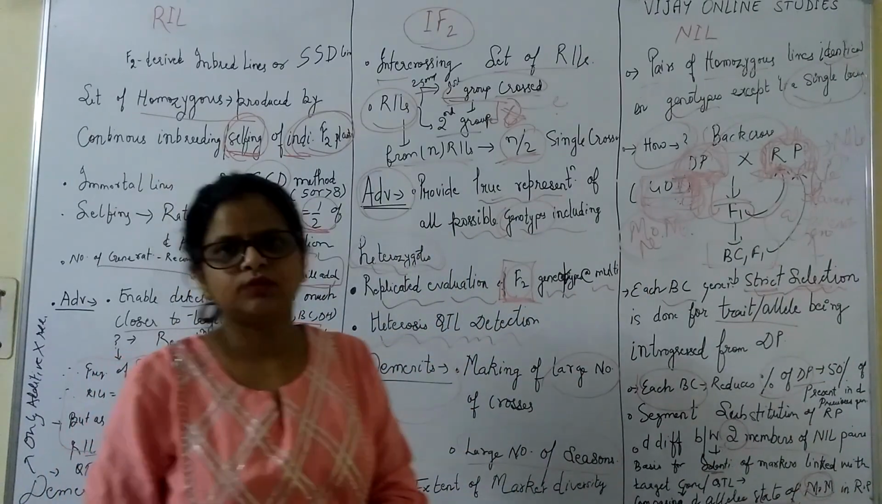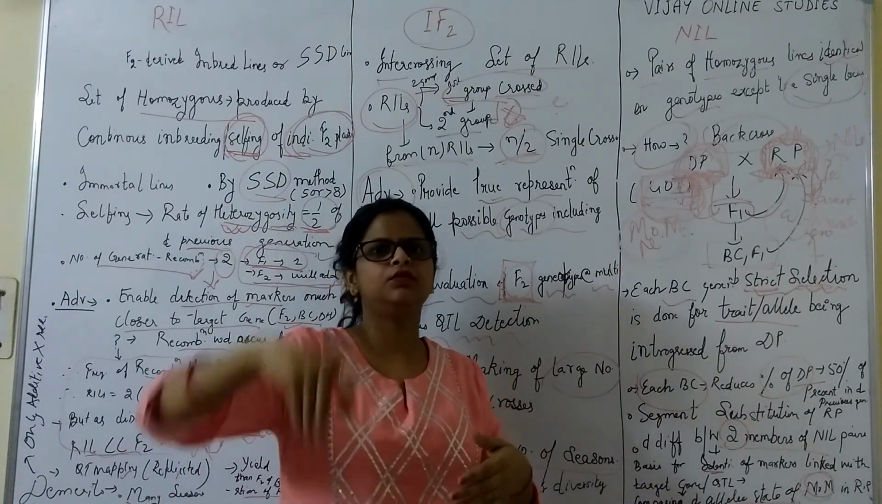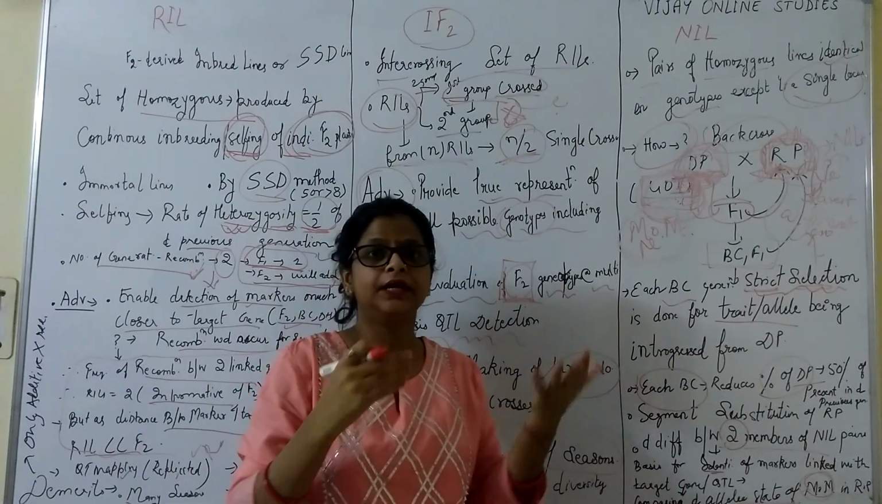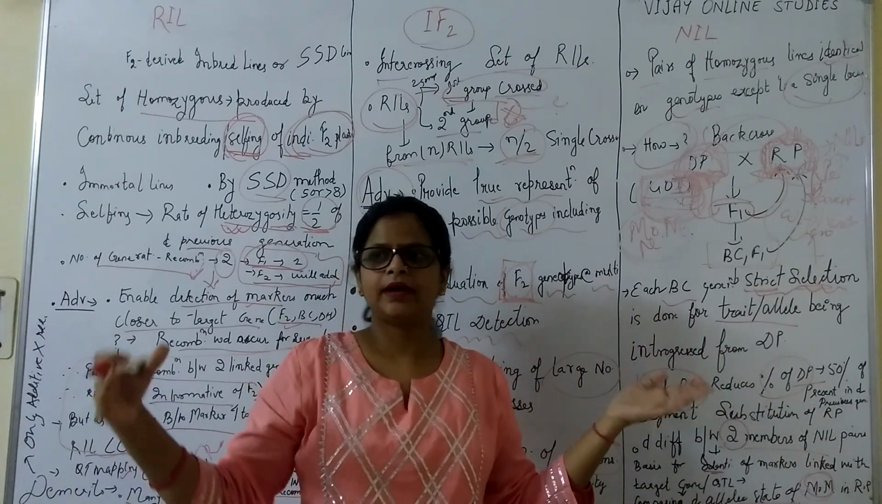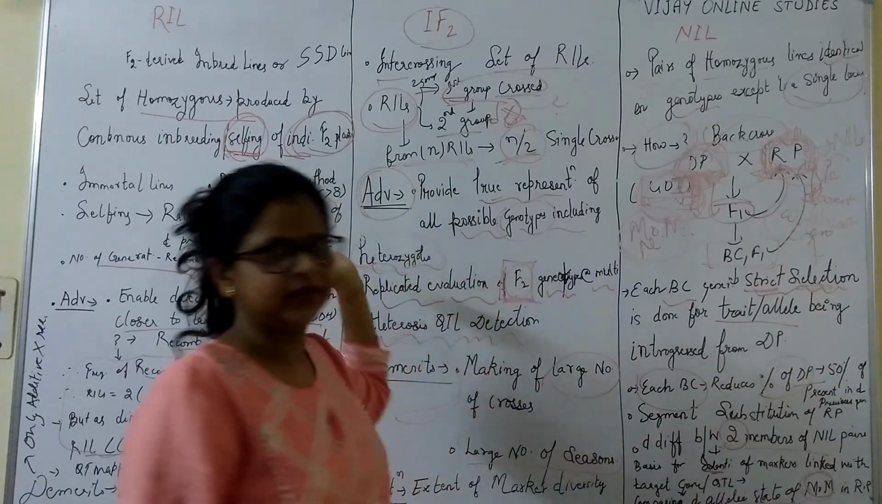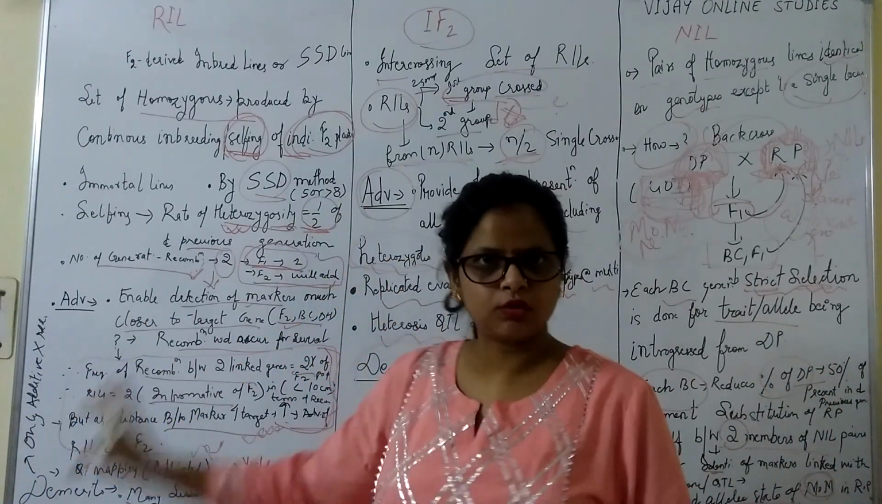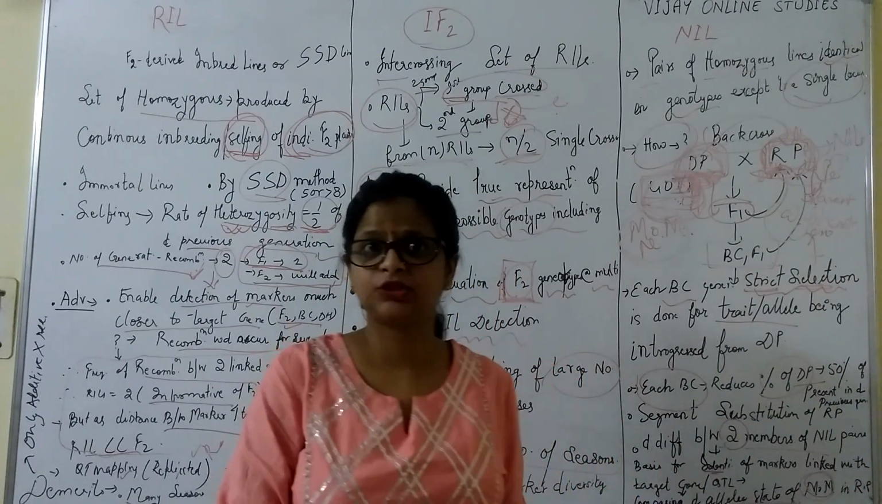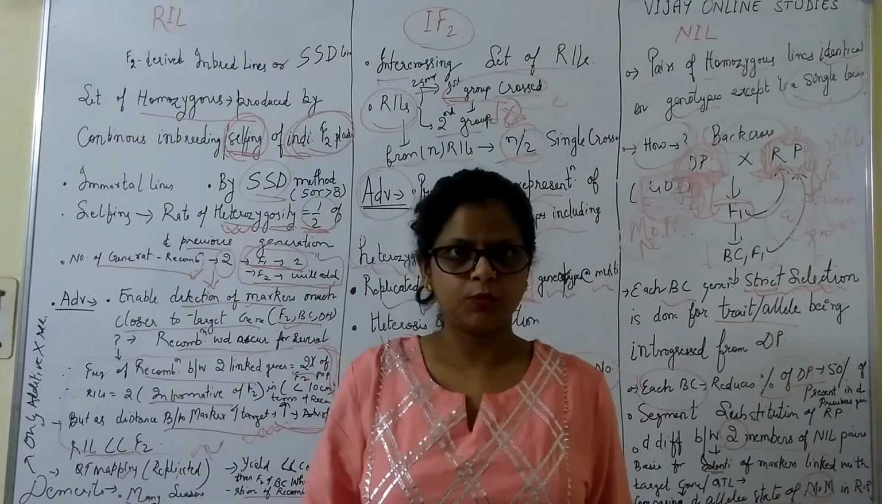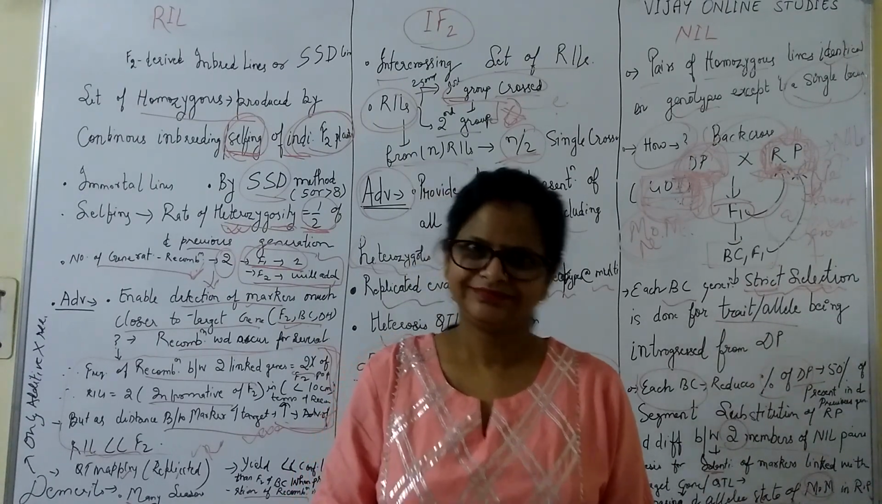Then apart from this, the other disadvantages are that it will take time, and backcrossing requires more laborious and tedious work, same as RIL lines. I hope you get some basic idea about this mapping population, and with this I will finish this mapping population today, and in the next lecture I will continue with linkage mapping. Thank you.